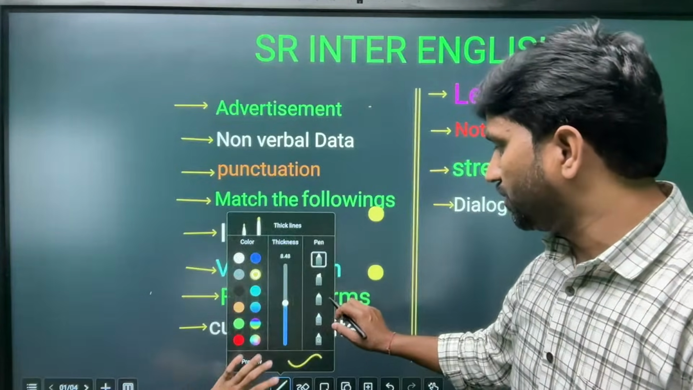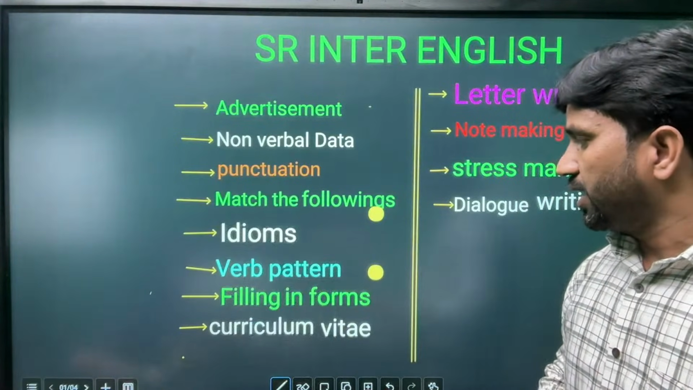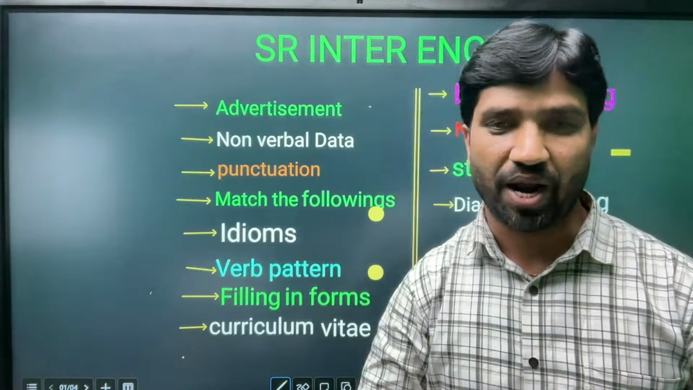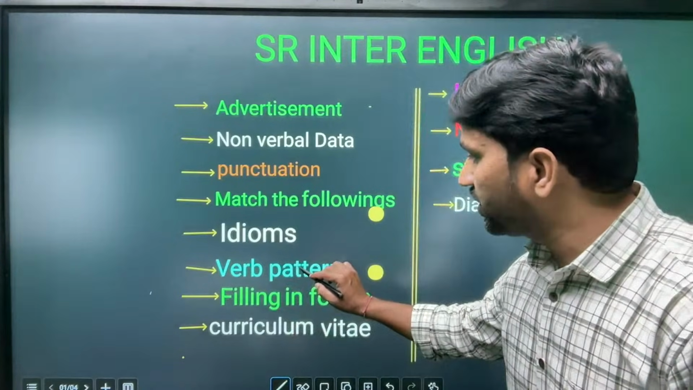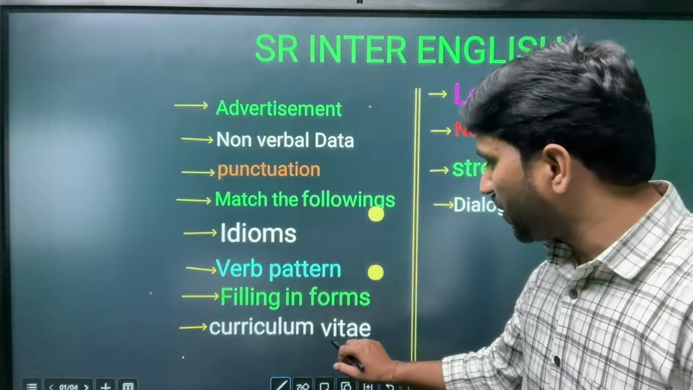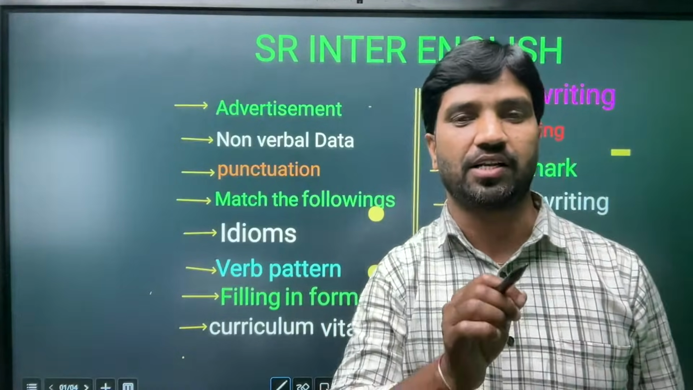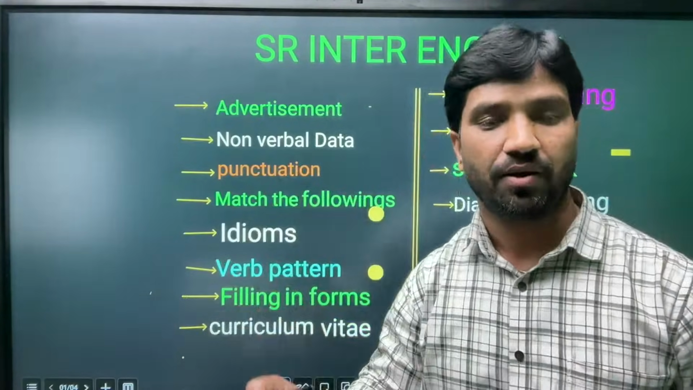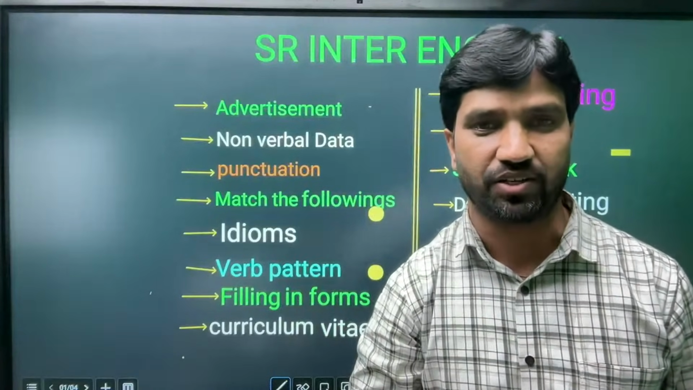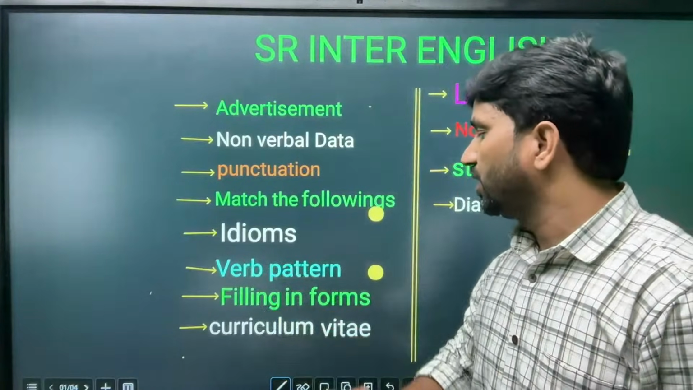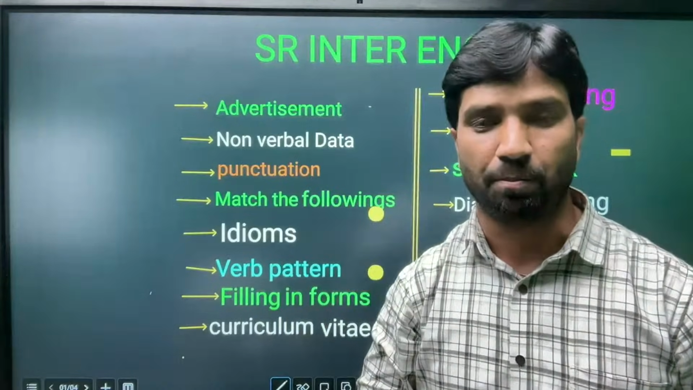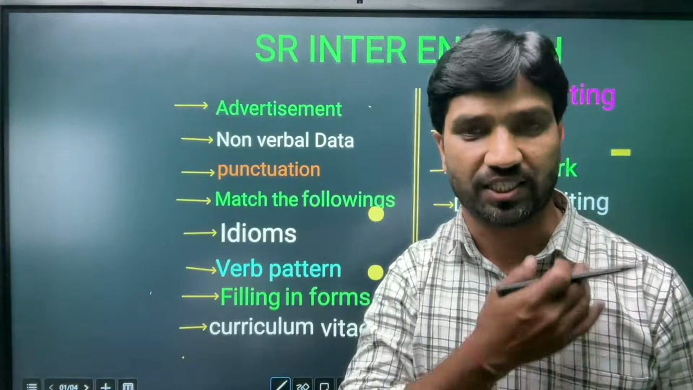Next, filling in forms. Filling in forms is also very easy, but it takes time. We used to practice it once. We discuss the verb pattern exercises with the writing part, and the curriculum vitae also. We present the curriculum vitae on the board: how to write it and what the presentation is. It takes 2 pages to complete, and we have 4 marks for that.